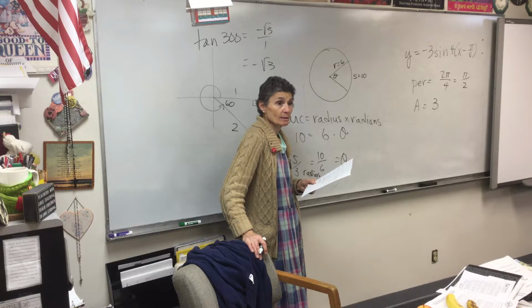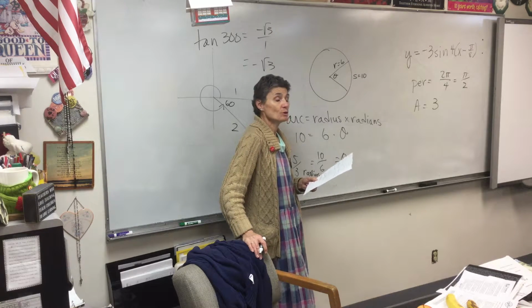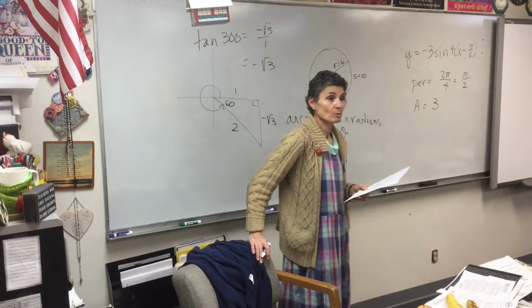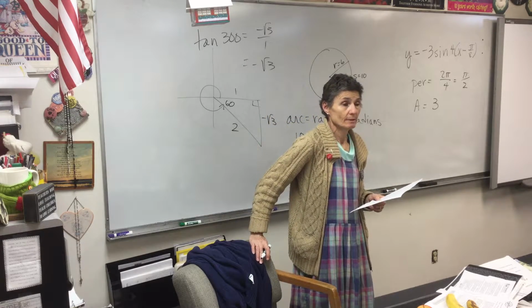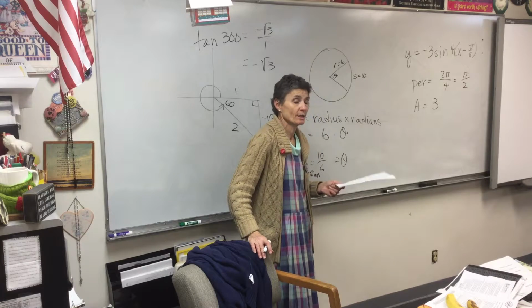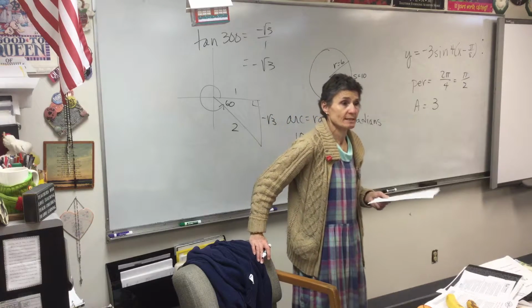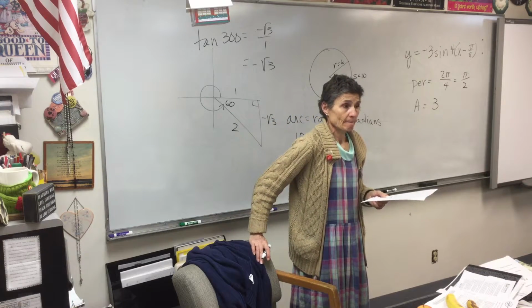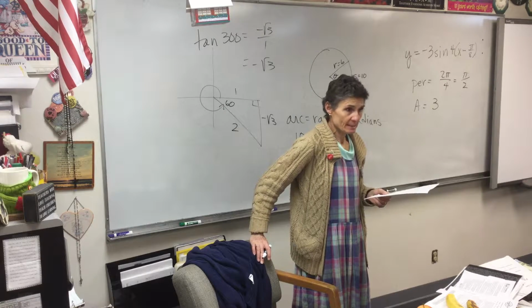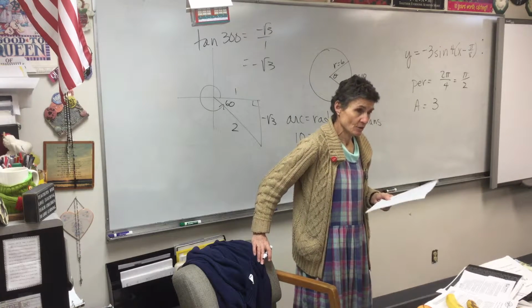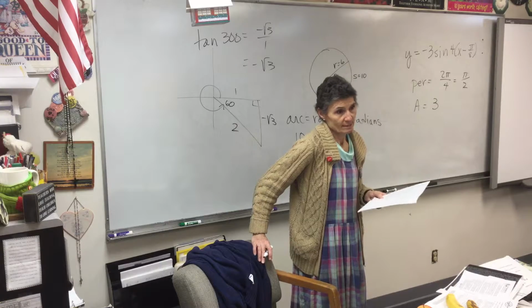What was it? Say that again. To find coterminal angles, you either add or subtract 360, or you add or subtract a revolution. If it's in degrees, that's 360. Since they specifically said give me a negative answer, I'm going to subtract 360.